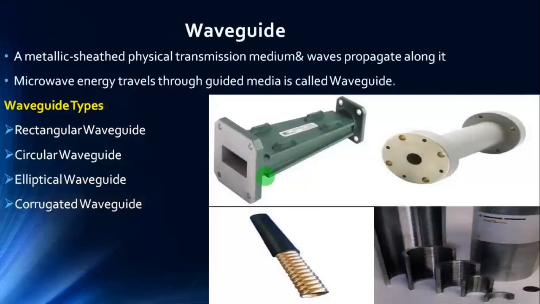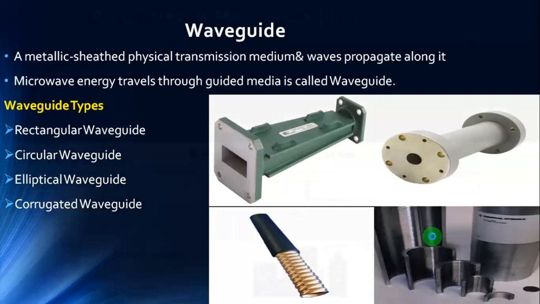So the antenna size will define the waveguide, right? Which type of waveguide will you use for the transmitting system? The waveguide may be rectangular, circular, elliptical, or corrugated. This is the rectangular waveguide, this is the circular waveguide, this is the elliptical waveguide, and this is the corrugated waveguide. So what is a waveguide? A waveguide is basically a kind of communication system antenna in which the wave is directed in a particular direction, so that the wave can easily travel from transmitter to receiver. So we have to use the waveguide.